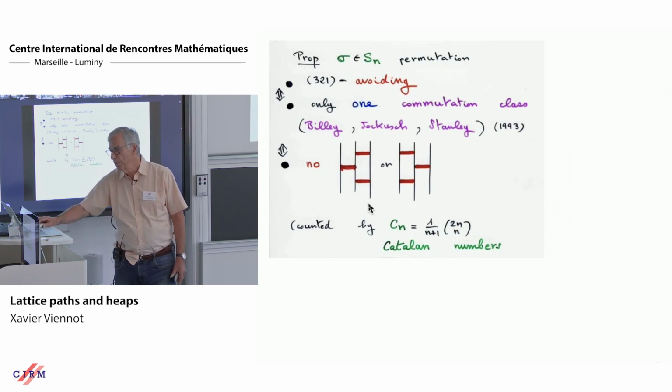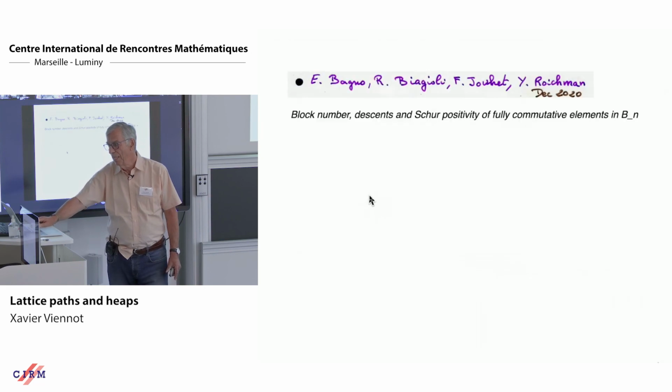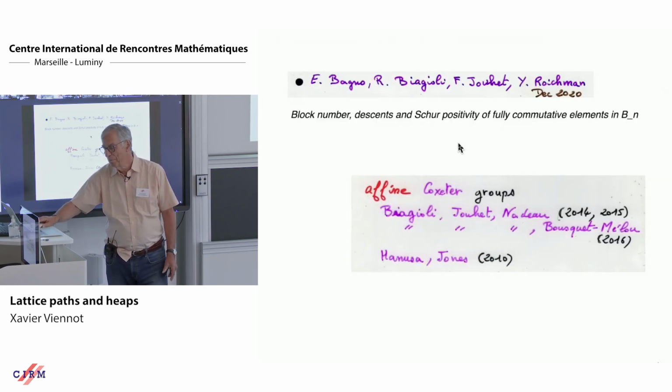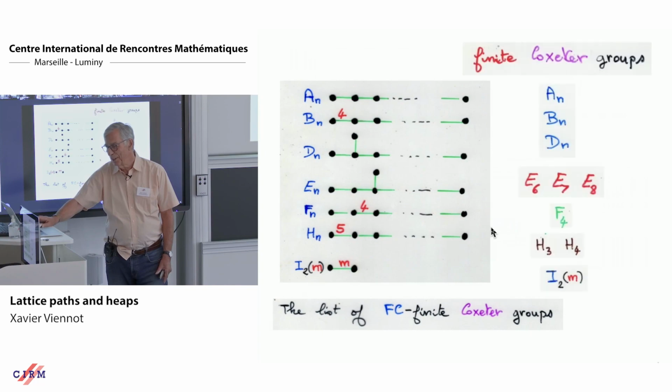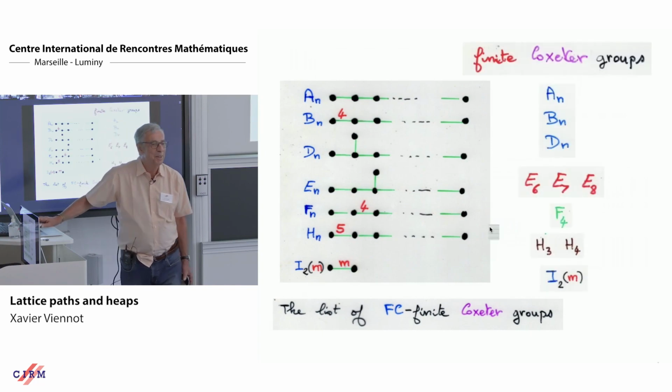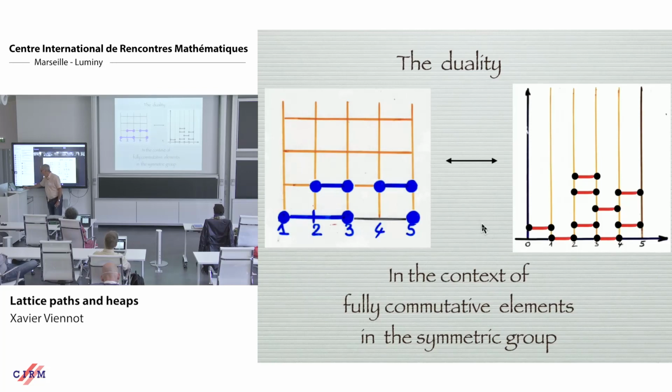But I am going to reprove this by using heaps. There have been many papers using heaps, many classifications, stem rays, finite Coxeter groups. Okay, so I will just show you the duality in the context of fully commutative groups.